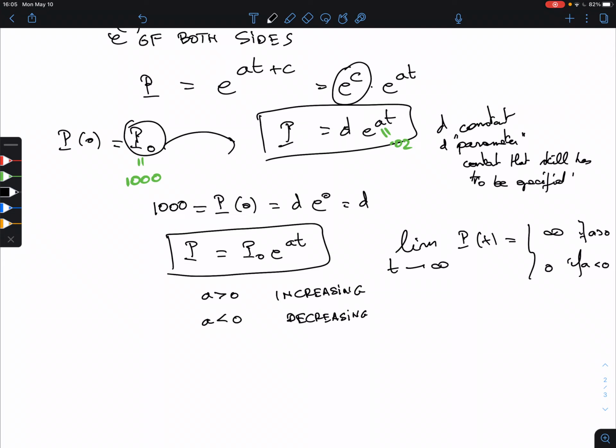If on the other hand fertility is down, so that the birth rate is less than the death rate, well, then eventually we will end up with nobody left.